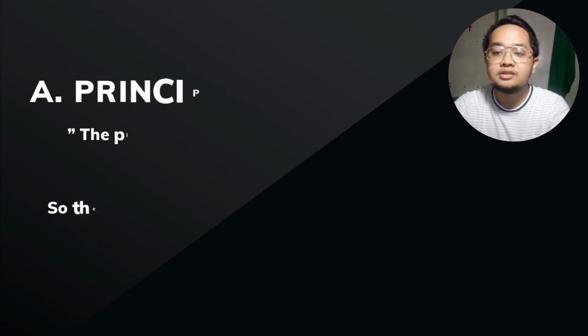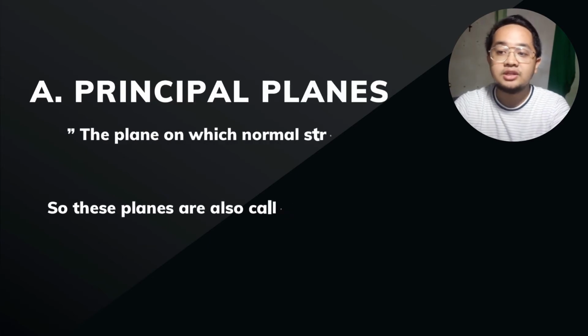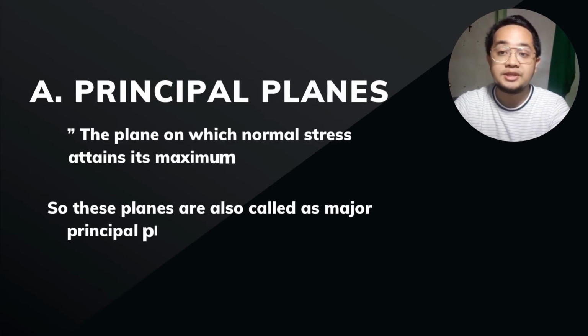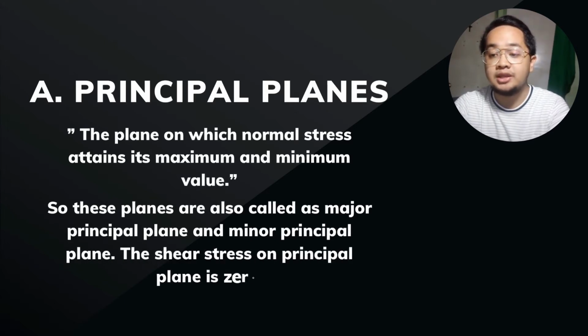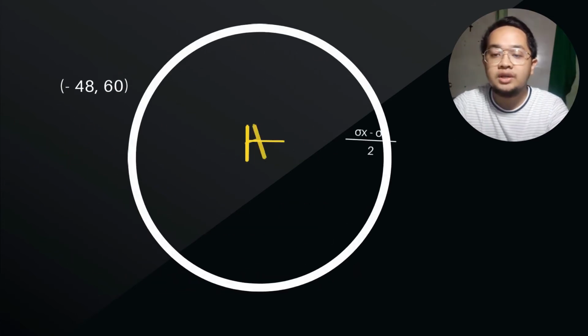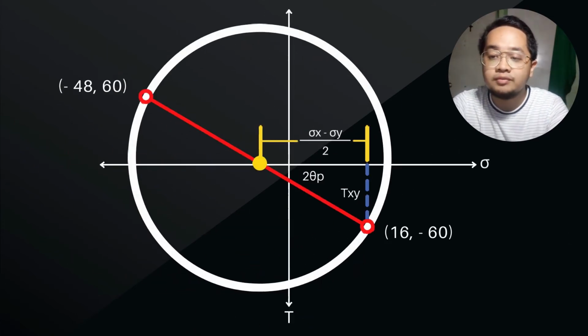For letter A, let us determine the principal planes. These are the planes on which normal stress attains its maximum and minimum value. So these planes are also called the major principal plane and minor principal plane. The shear stress on principal planes is 0. We now have our Mohr's circle derived from the two points.